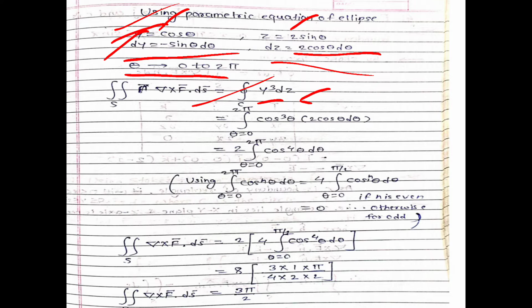After putting all the values and simplifying using the reduction formula, as I discussed in the previous video, which is a very simple formula: if the power is even, then we write and simplify it, and if it is odd, we directly write it as 0. The conditions matter, like whether theta varies from 0 to 2 pi or 0 to pi by 2. After simplifying we will get 3 pi by 2 as the final answer.